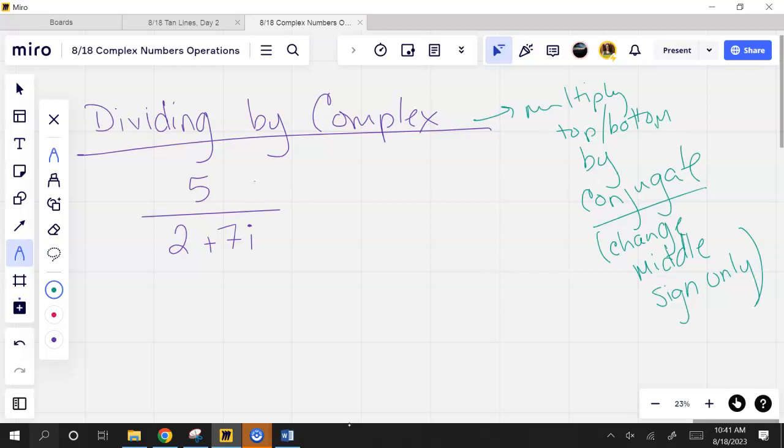So if I wanted the conjugate of the bottom, what do you think that would be? Look at this fraction. Change the middle sign only. So what's the conjugate of 2 plus 7i? 2 minus 7i. And remember, if I do it to the bottom, I have to do it to the top. But I want you to take just a minute on your paper, off to the side, and FOIL out 2 plus 7i times 2 minus 7i.